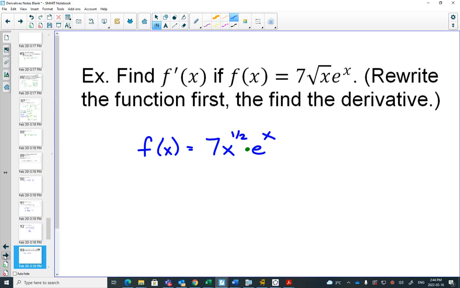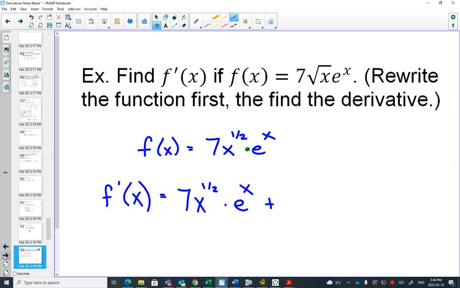How do we do the product rule? We keep the first one the same. Then you multiply by the derivative of the second one. Okay? What is the derivative of the second one? It's just e to the x. So it really feels like you kept everything the same, but you haven't. It just looks the same.